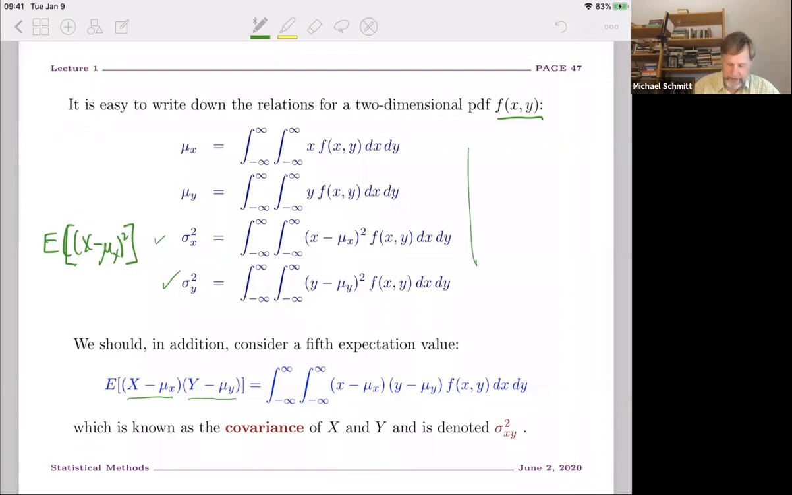Now, this is not the variance, because the variance really pertains just to one unique variable. This is the covariance of x and y, and it's denoted by sigma squared sub xy, compared to sigma squared sub x or sigma squared sub y. All right, so this tells you something about x and y taken together.